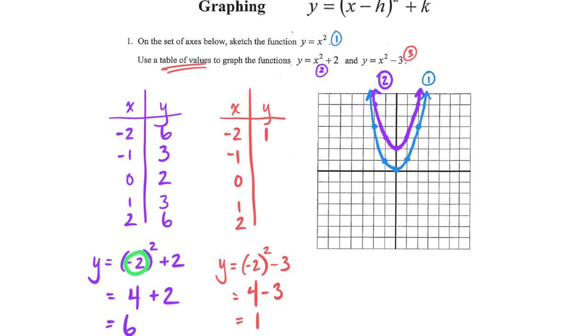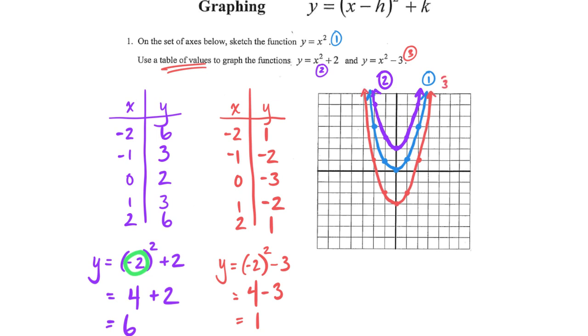And if I follow that pattern through, -1 squared is 1, subtract 3. 0 squared is 0, subtract 3. 1 squared is 1, subtract 3. 2 squared is 4, subtract 3. I'm hoping that this is droning on in your head, but I really want you to just hear the subtract 3. So if I plot all those points, (-2, 1), (-1, -2), (0, -3), (1, -2), (2, 1), I can connect those with a smooth curve.